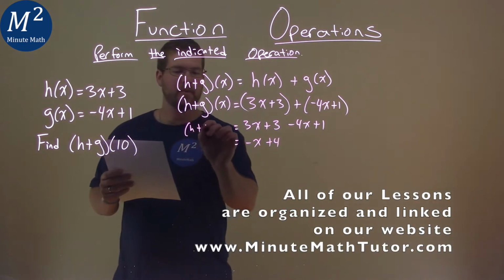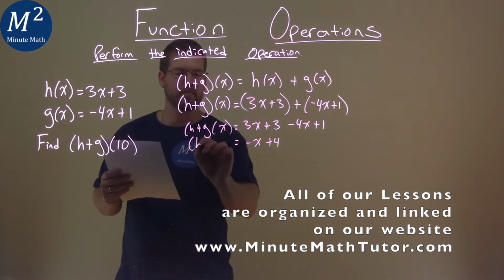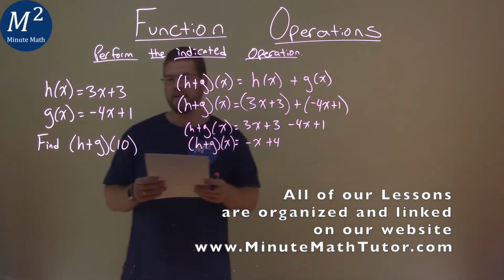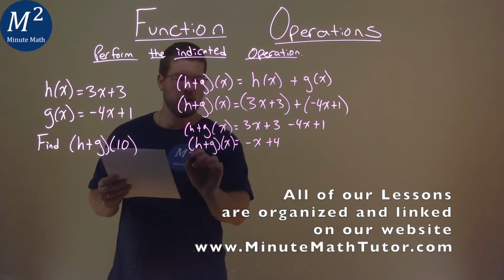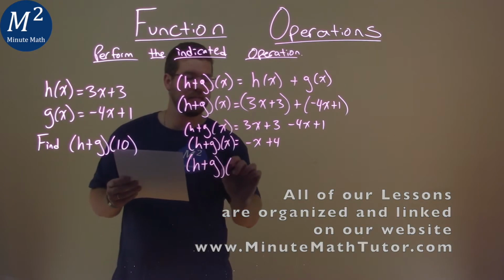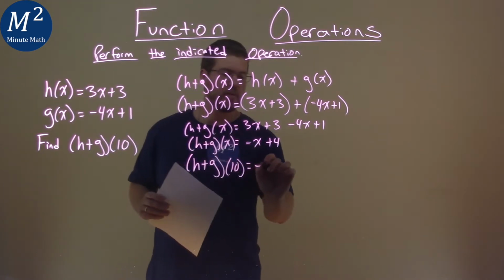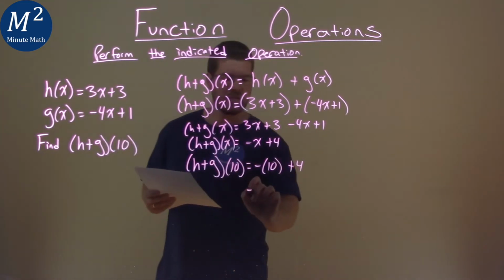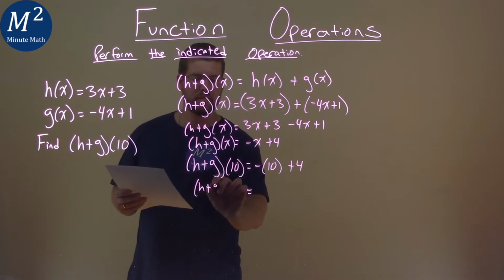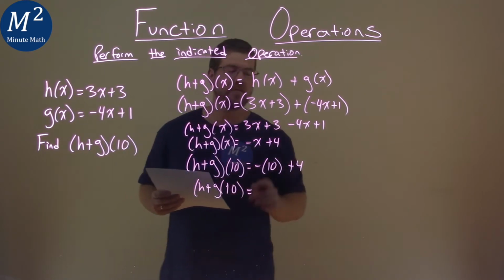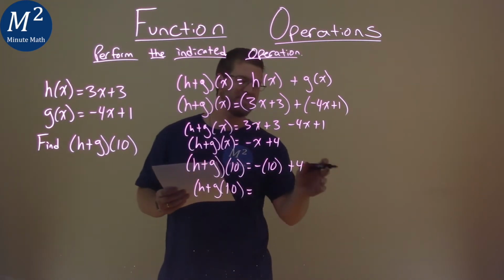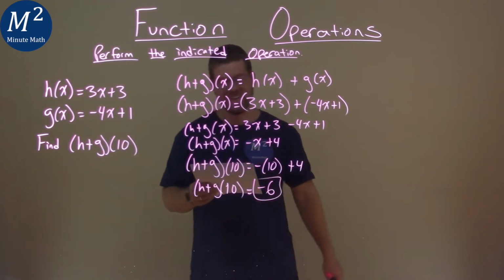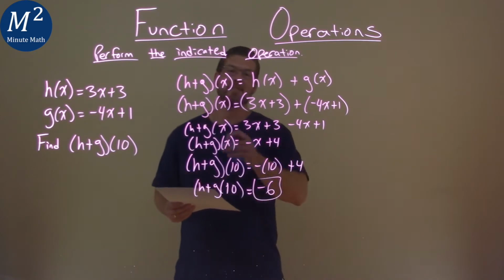So again, that's h plus g of x. And now we are ripe and ready to put 10 in for x. So h plus g, instead of x, we're putting a 10. So a negative 10 in for x plus 4. Well, what is negative 10 plus 4? Negative 10 plus 4 is a negative 6. And so our final answer here is a negative 6.